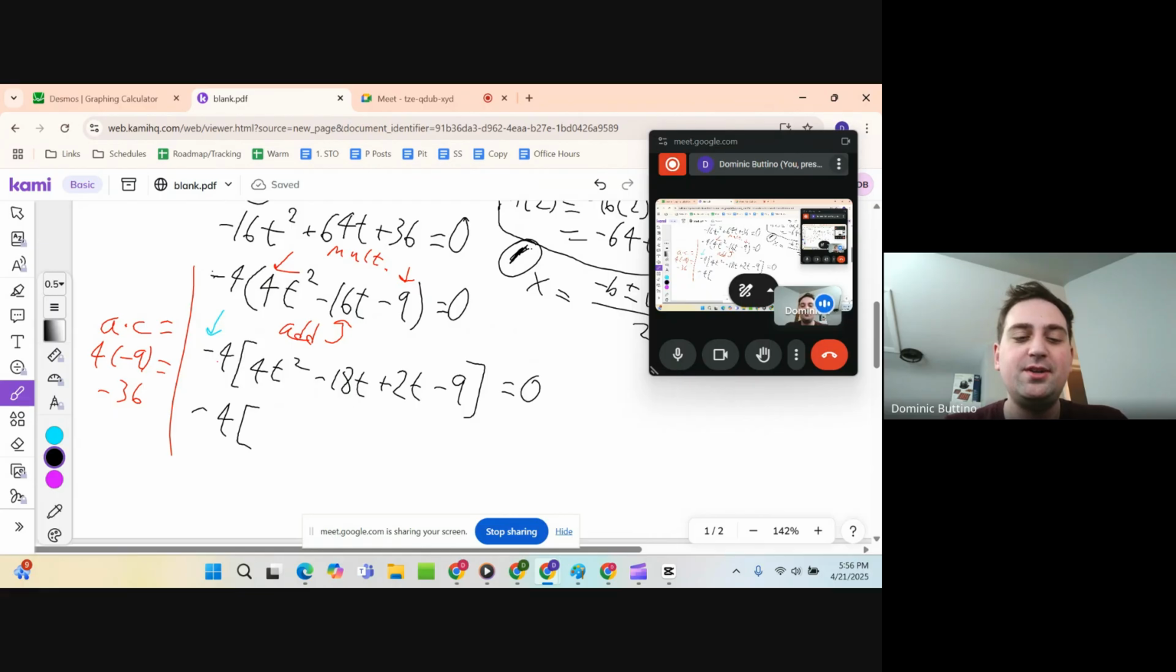There's a 2t common factor. We have a 2t here times 2t, because 4t squared divided by 2t is 2t again. And -18t divided by 2t is -9. Plus, now we want to take out a 2t minus 9 from the second term.